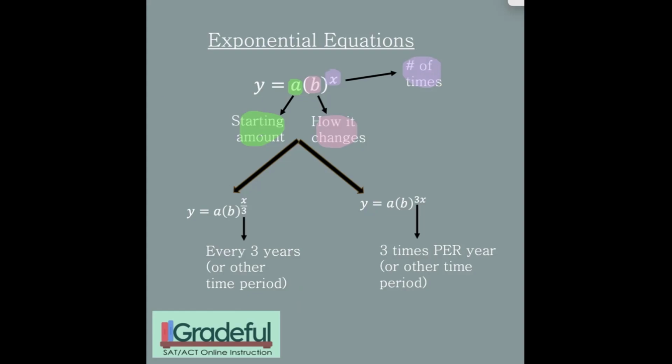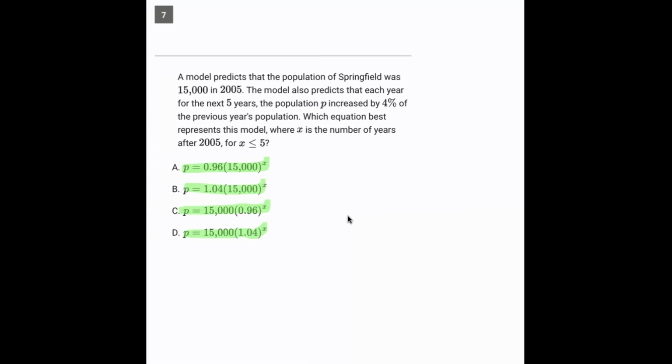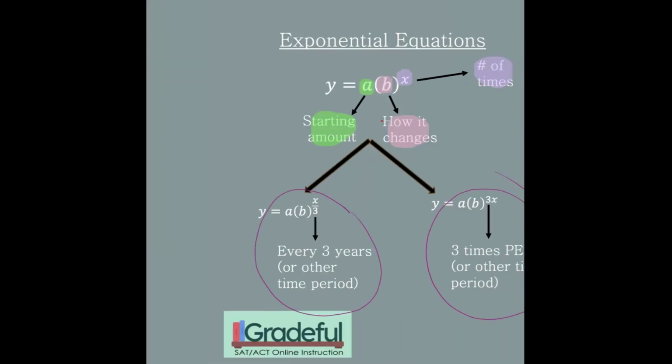And we have some advanced applications of this equation that you should also know for a harder problem. But coming over here, if we just follow the basic format, a times b to the x, it's starting at 15,000. It's going up by 4%. Now, how do we do that?